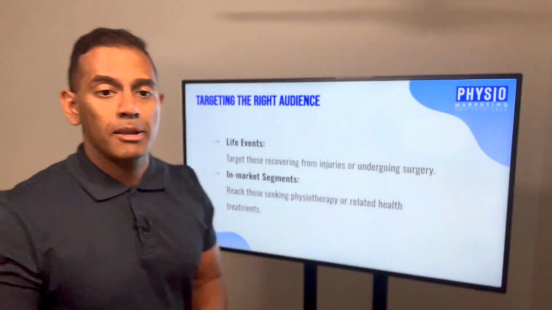In-market segments are people who are looking for physiotherapy or health-related treatments. Think about it. If you have a whole bunch of people who YouTube knows are looking for health-related treatment, it is a great place to get in front of, especially considering, remember, it's the number 2 website in the world after Google. So the chances are your patients are on there.